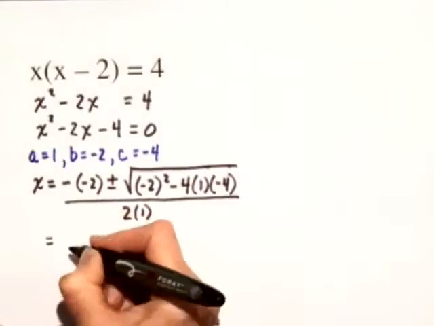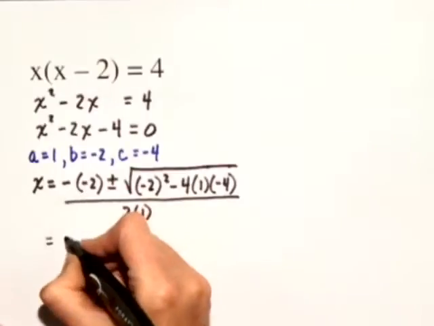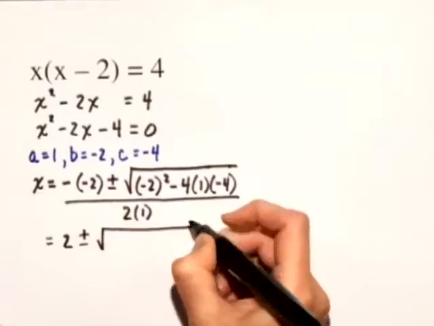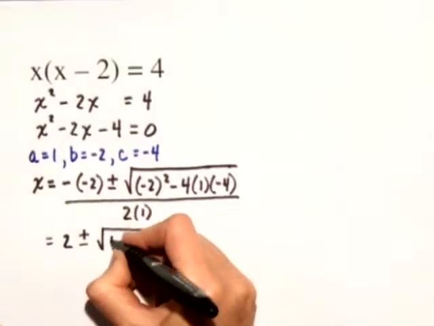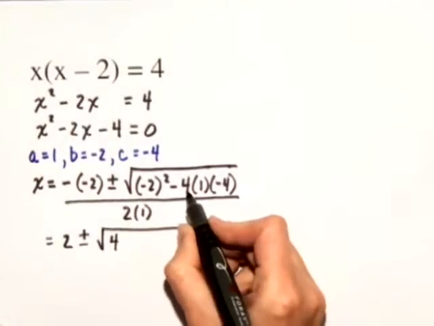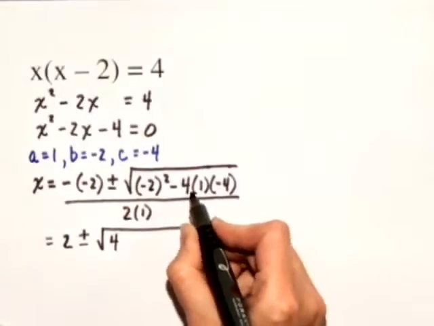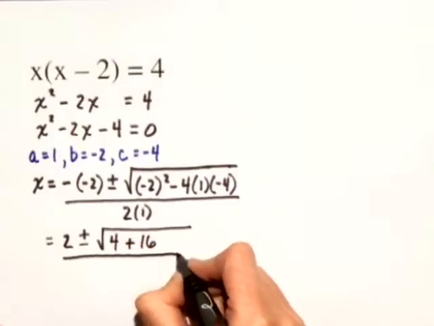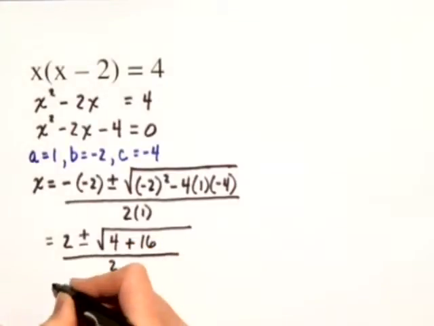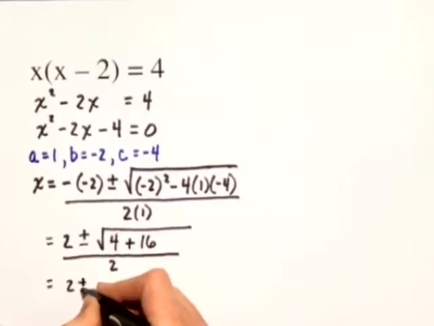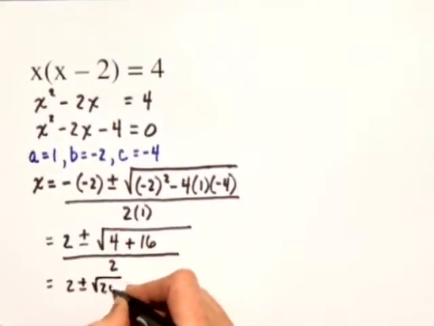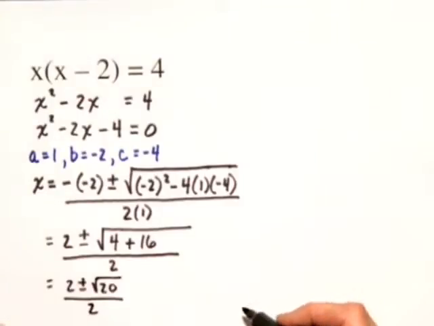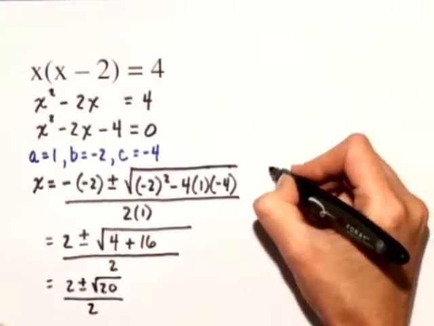So x is equal to negative of negative 2 is positive 2, plus or minus the square root of negative 2 when we square it is 4, minus 4 times 1 times negative 4, that will give us positive 16, and that's all over 2. So this simplifies to 2 plus or minus the square root of 20 all over 2. Now let's simplify the square root of 20. We'll do that over here.